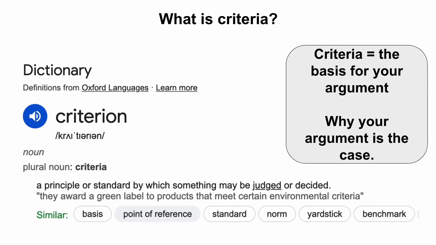So think about it in history as a basis for your argument. The reason why X is the case is because of this, and the explanation there is the criteria. Okay, it's what you're basing your argument on. Why your argument is the case.